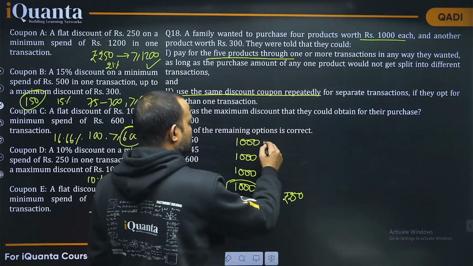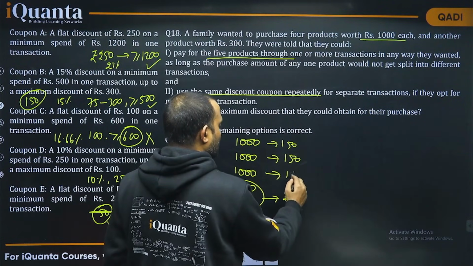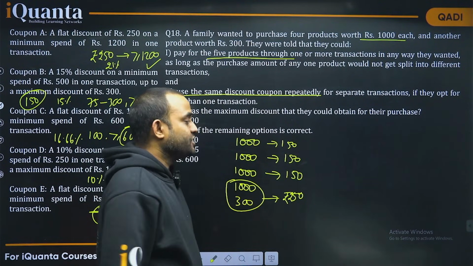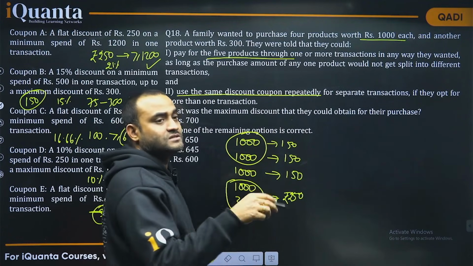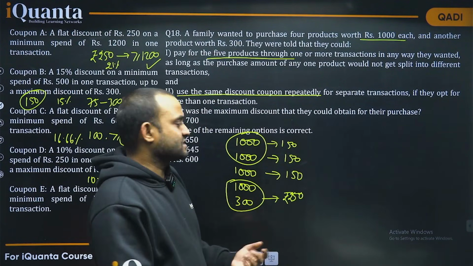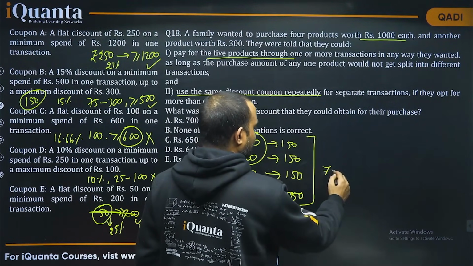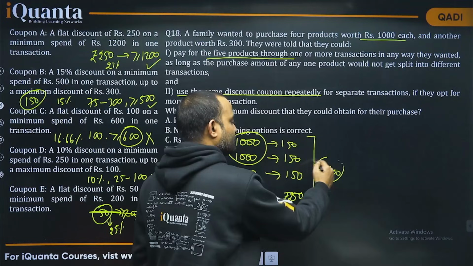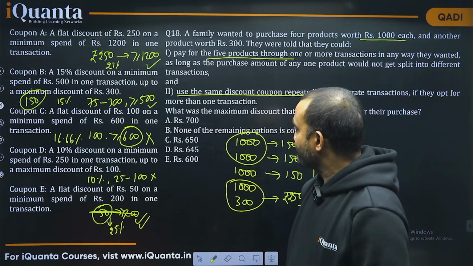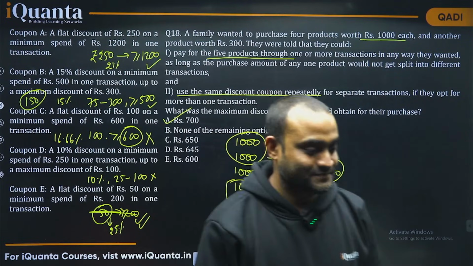In each of these cases, I am going to get the discount 150 rupees, and this is 150 rupees. You can pay these two together as well and get 300 rupees discount. But the answer will still be the same. So total amount 450 plus 250, it will be 700 rupees, which is option A. So the answer is option number A.